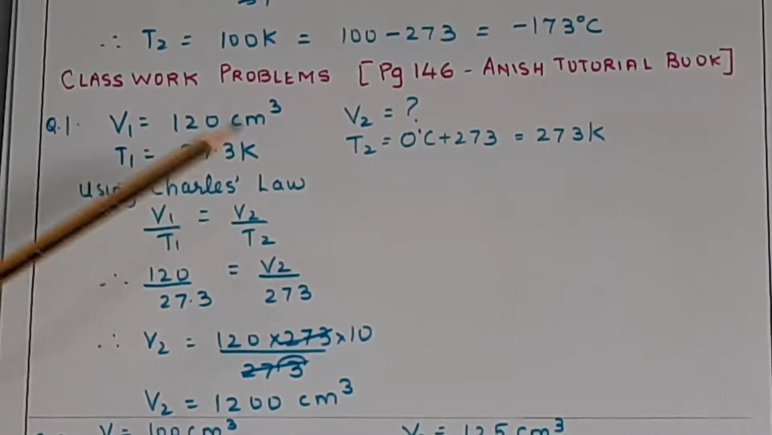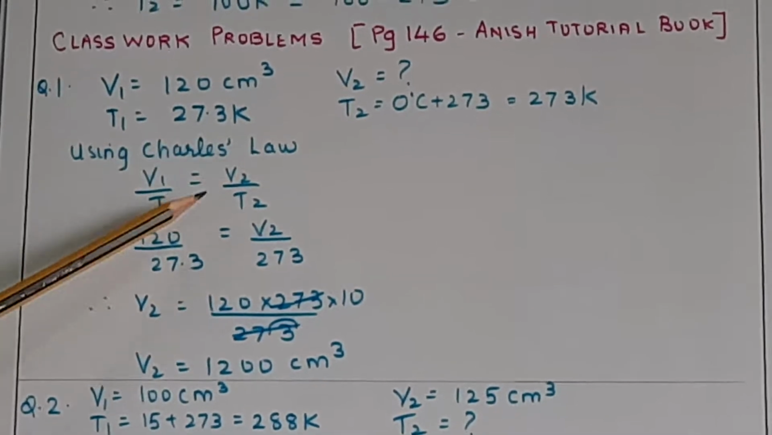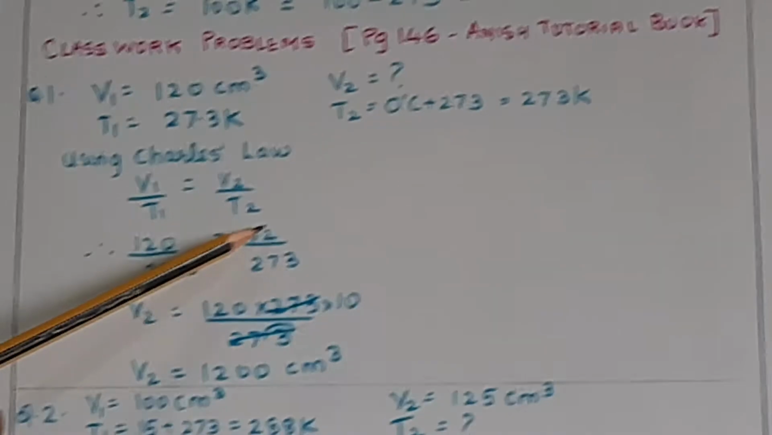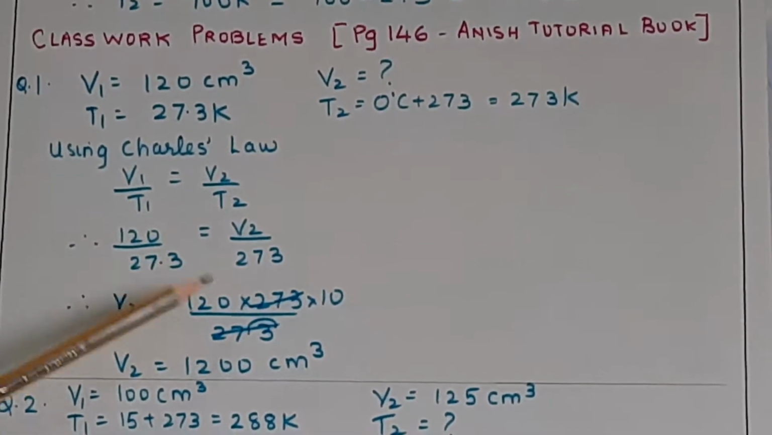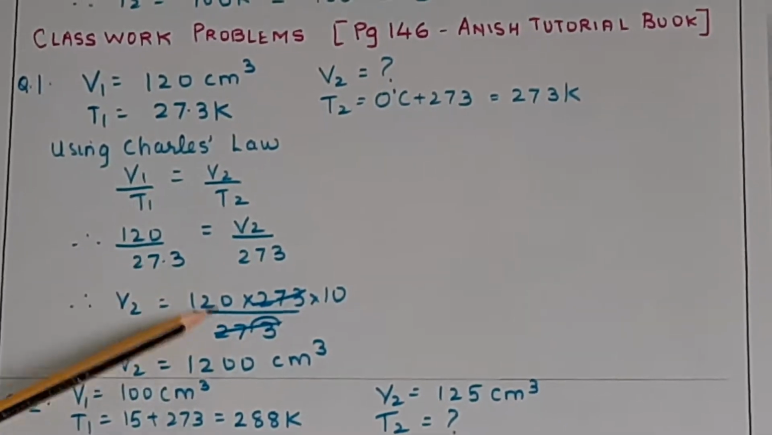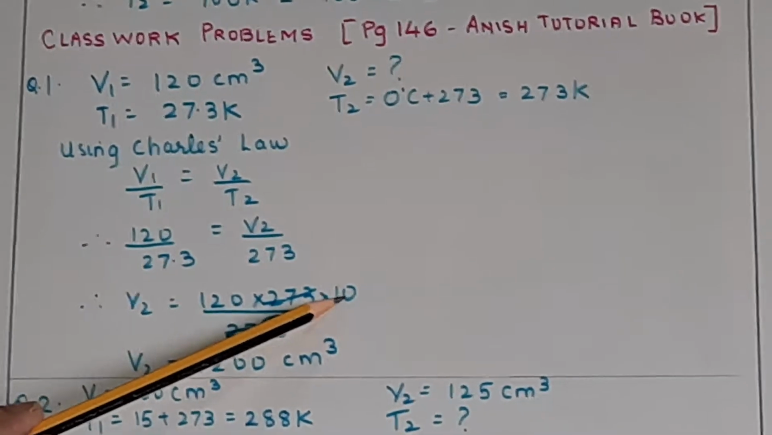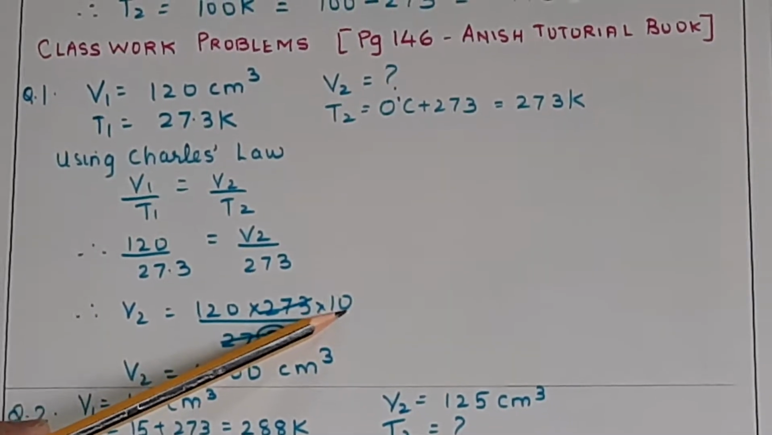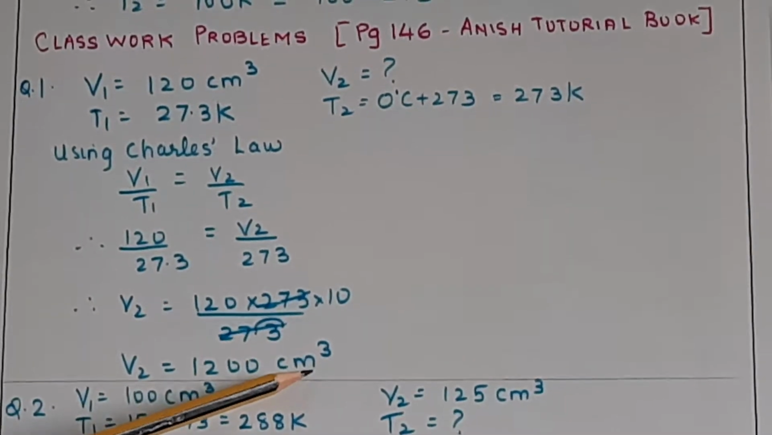Okay. Now using Charles law, V1 upon T1 is equal to V2 upon T2. Now substitute the values, so 120 upon 27.3 is equal to V2 upon 273. So V2 will be equal to, just cross multiplying, 120 into 273 divided by 27.3. Now shift the point. When you shift the point, you multiply by 10 because we have shifted one decimal place, so you will multiply the numerator by 10. Okay, so this will get cancelled. So V2 is equal to 1200 cubic centimeter.